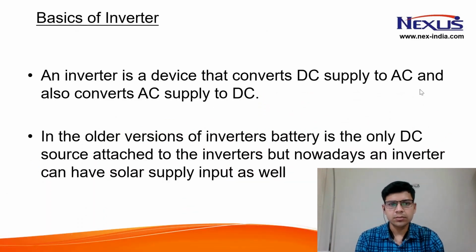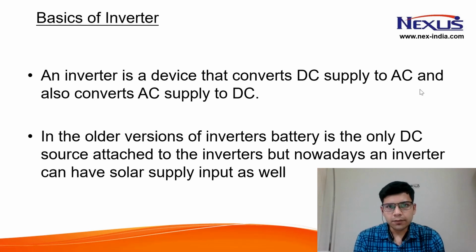So, what is an inverter? An inverter is a device that converts a DC supply to an AC supply, and it also converts an AC supply to DC. So, if an AC input is given to an inverter, the battery attached to the inverter gets charged because the inverter converts that AC input to DC output. When the AC input is not given to the inverter, the DC output of the battery gets converted to AC and it is given at the output of the inverter. So that's how it converts DC supply to AC and vice versa.